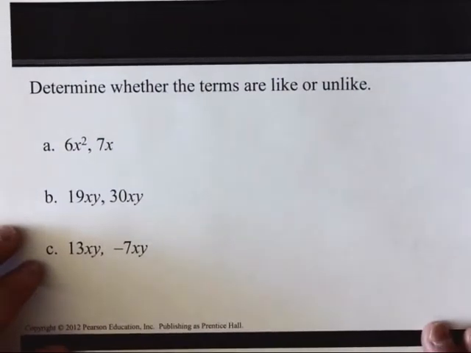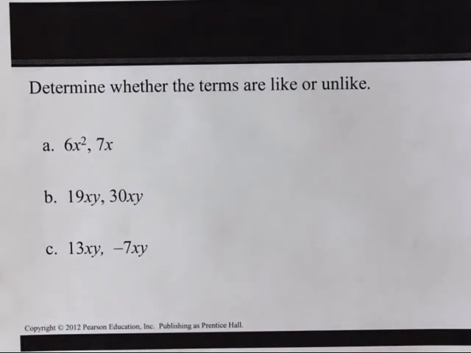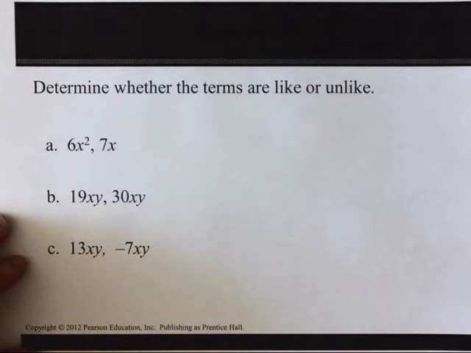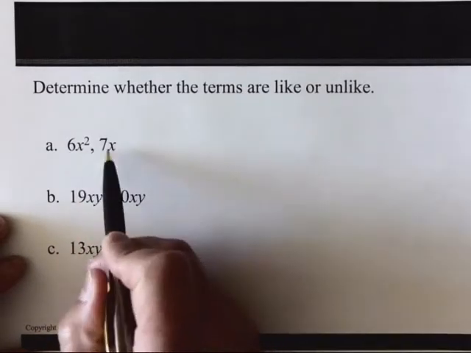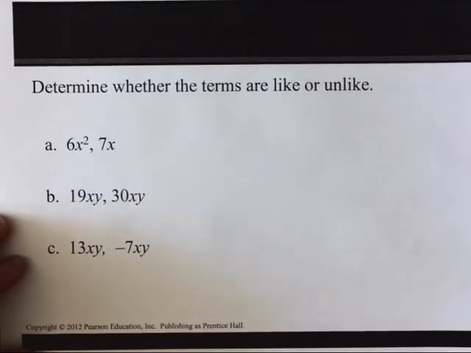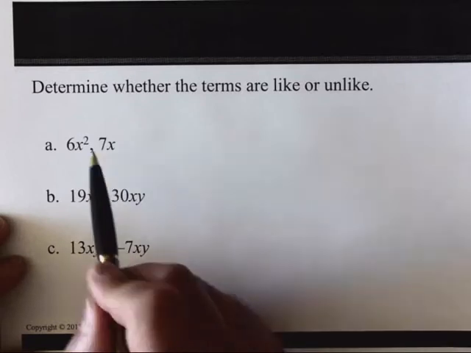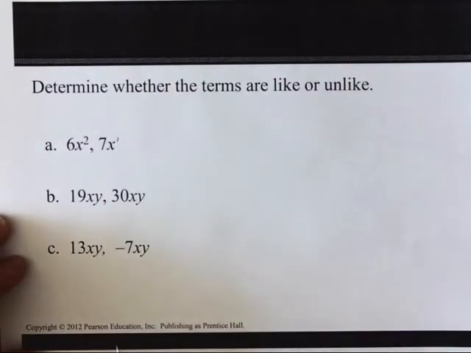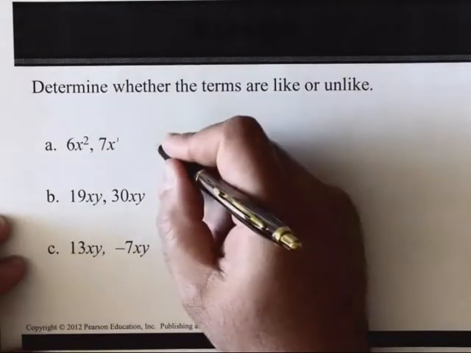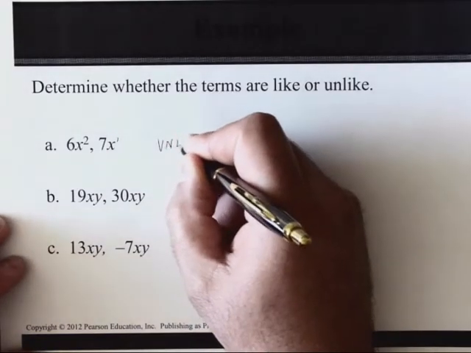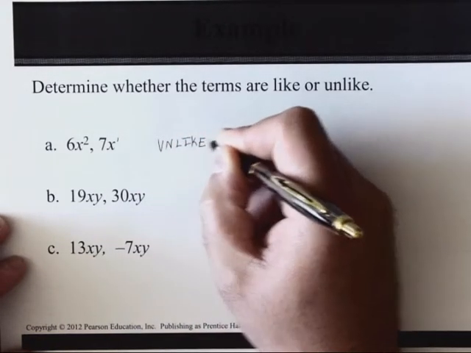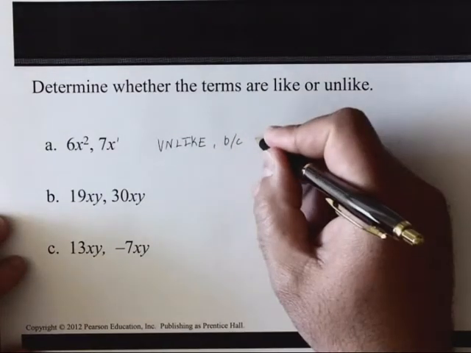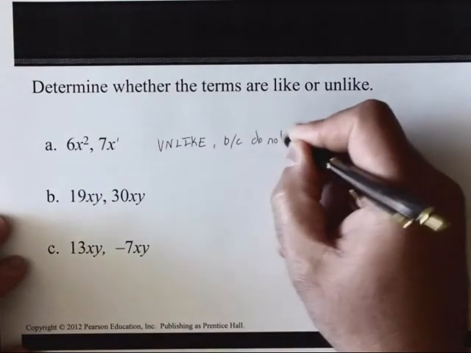So determine whether the terms are like or unlike. So notice that in order for things to be like terms, they have to have the exact same variable. These both have x, but those variables also have to have the exact same exponent. This has an exponent of 1. That's not written. This has an exponent of 2. Therefore, these would be unlike, because they do not have the same exponent.